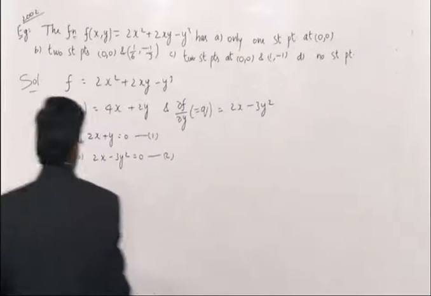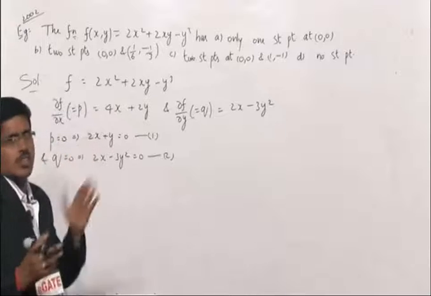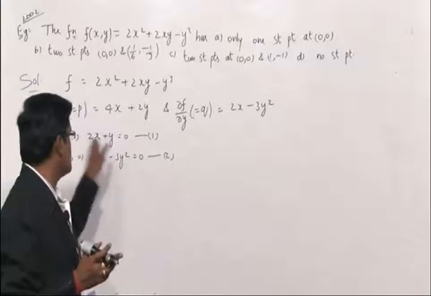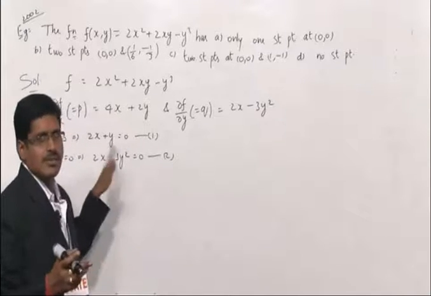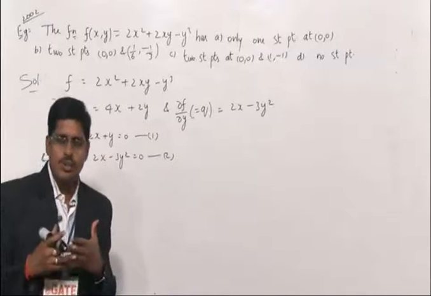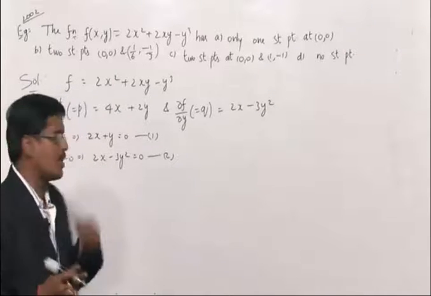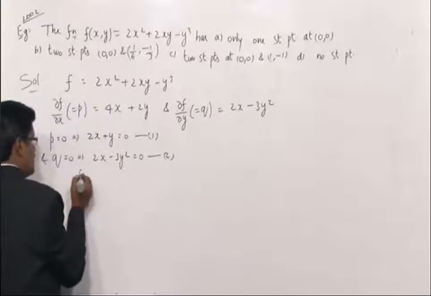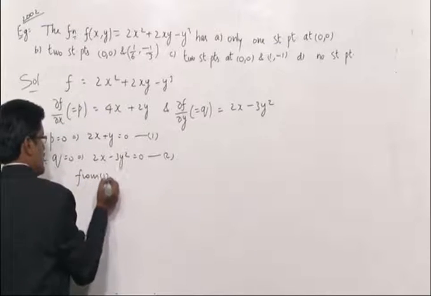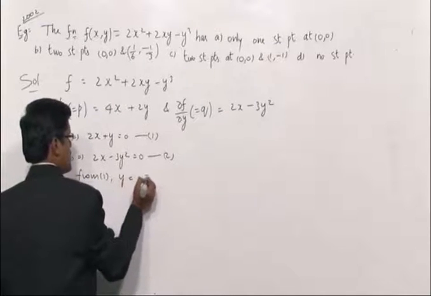We know adding, subtracting, all these solving procedures. But here it is not all first degree, the equations have different degrees. So in such cases you should get a third equation containing only one variable. So from 1, I can write y is equal to minus 2x.